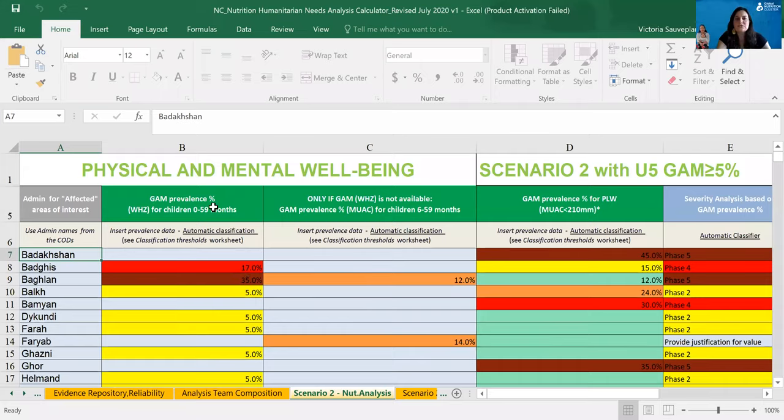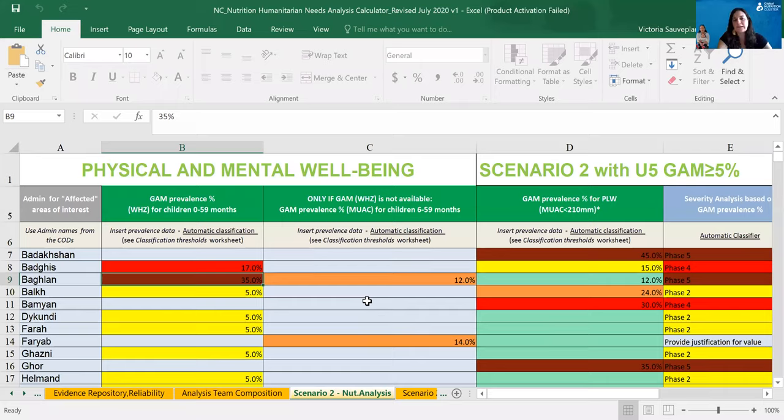Yeah, for scenario 2. We deem that weight for height, as the global thresholds are stronger than the preliminary ones for IPC, would override the GAM based on MUAC if both are available. So as you can see here for Baglan, we have 35%, which relates to a phase 5. The phase 5 is taken versus the phase 3 or 4 that's for the GAM based on MUAC. So for the severity classification, weight for height will override the severity analysis based on MUAC. If that is not available, as I showed previously, then GAM based on MUAC would be used.